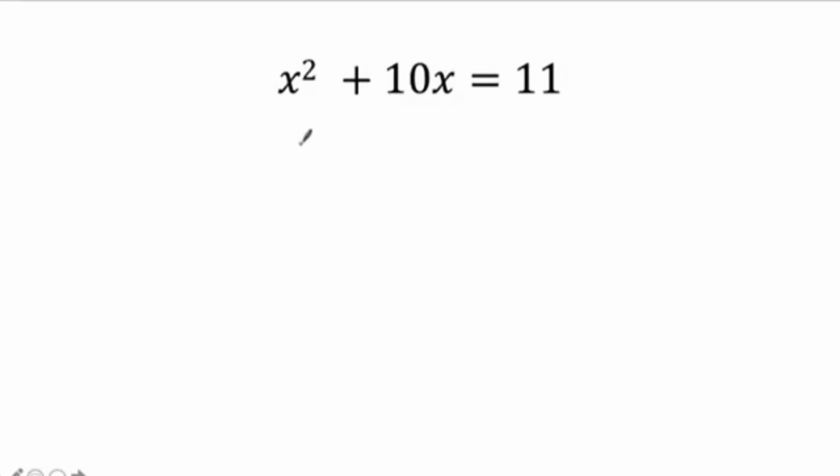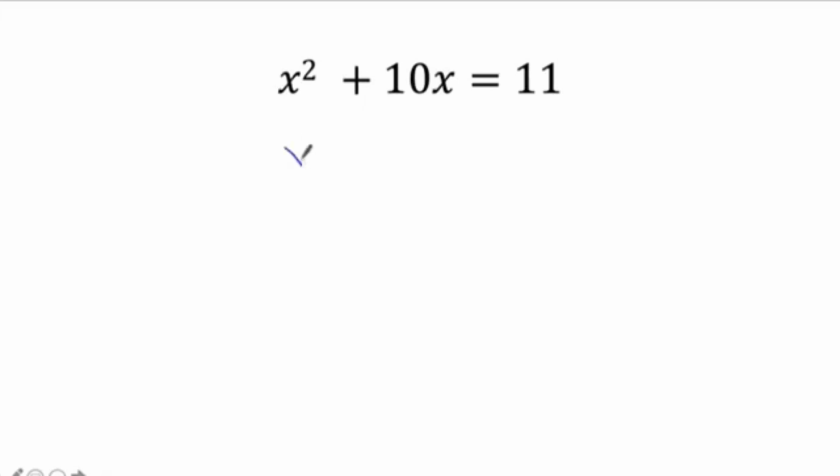But what if the situation now is like this? We have x squared plus 10x equals 11. We want the left side to be the squared variable, but we cannot just move this 10x to the other side because this has a variable x. What we want to do is gather all the variables to one side of the equation and gather all the constants to the other side of the equation.